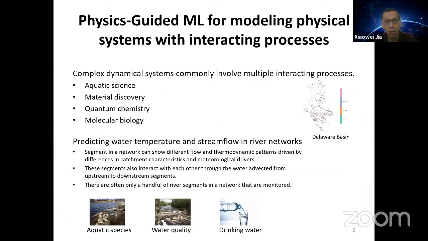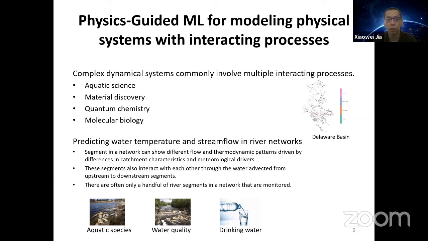And my talk today is going to be focused on using this hybrid framework, physics-guided machine learning, for modeling physical systems with interacting processes. And I want to use the example of predicting water temperature and streamflow in river networks. This study is very important because an accurate prediction in river networks can provide many useful insights about aquatic ecosystems and water quality and so on.